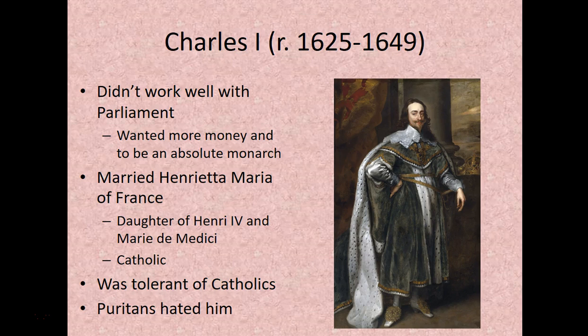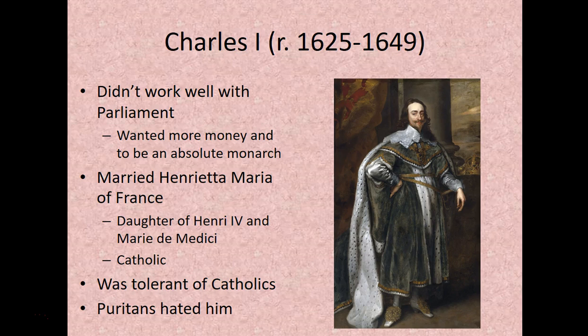But because she was so Catholic, you can imagine that Charles I was pretty tolerant, right? Generally, you don't do things that make your spouse upset. That's not a really good way to live, especially if you want a happy home life. Sure, he wants to be an absolute monarch, but this is his queen we're talking about. So he was pretty tolerant of Catholics, and thus the Puritans hated him because he was so tolerant. So he doesn't work well with Parliament. At one time, he tries to rule without them, and so the Puritans hate him because he's tolerant of Catholics.